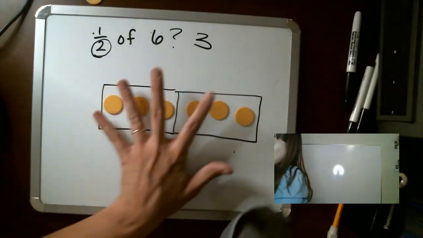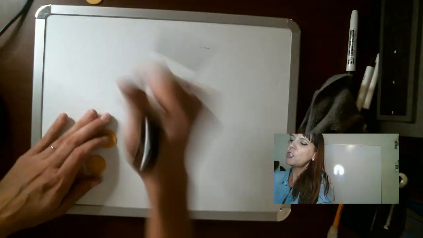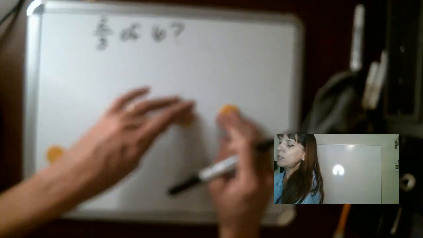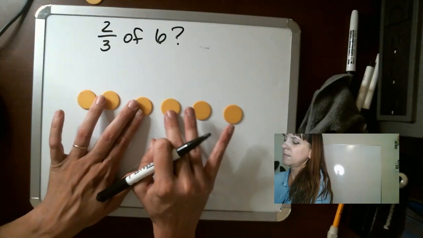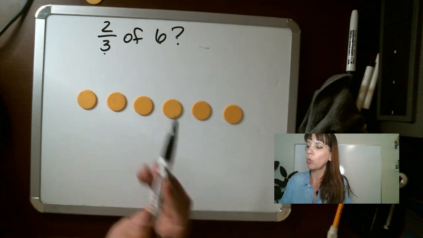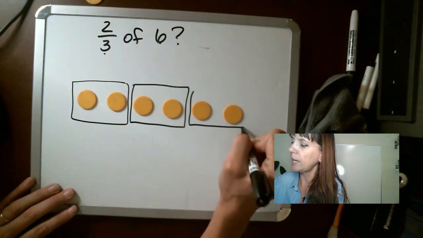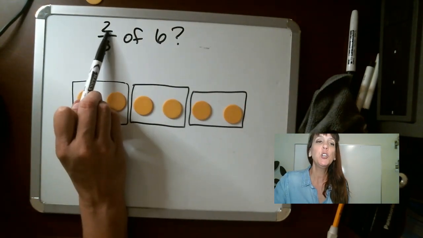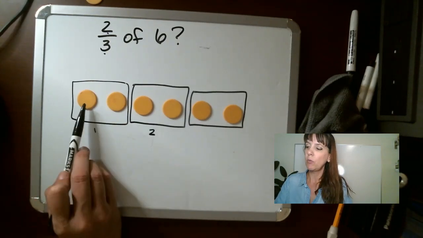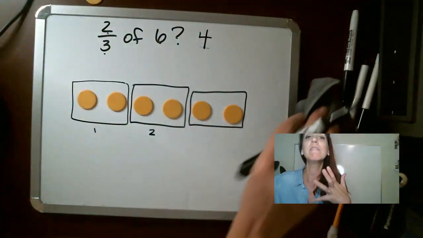So let's take that 6 though, and say 2/3 of 6. What is 2/3 of 6? Let's use our 6 again, and we want to break them up into 3 even groups. Here's one group, 2, 3. Now we want 2 of those groups. Here is one group, here's another group. That is 1, 2, 3, 4. So 2/3 of 6 is 4. So that's a way of visualizing it.